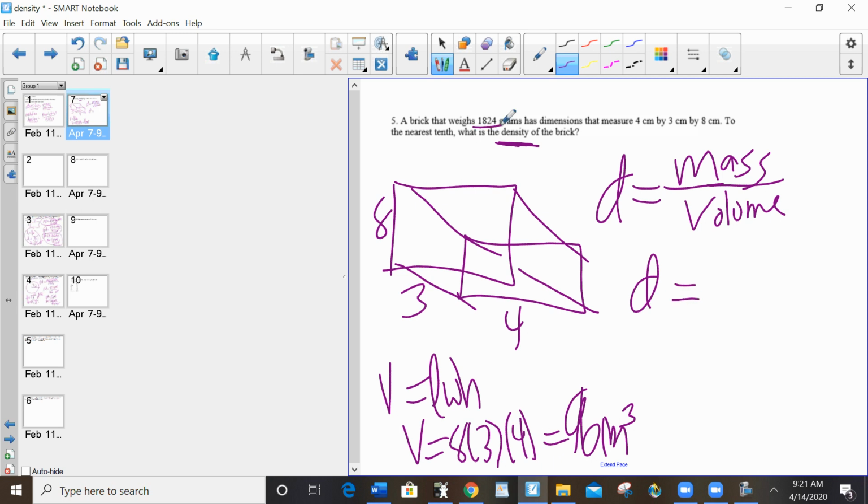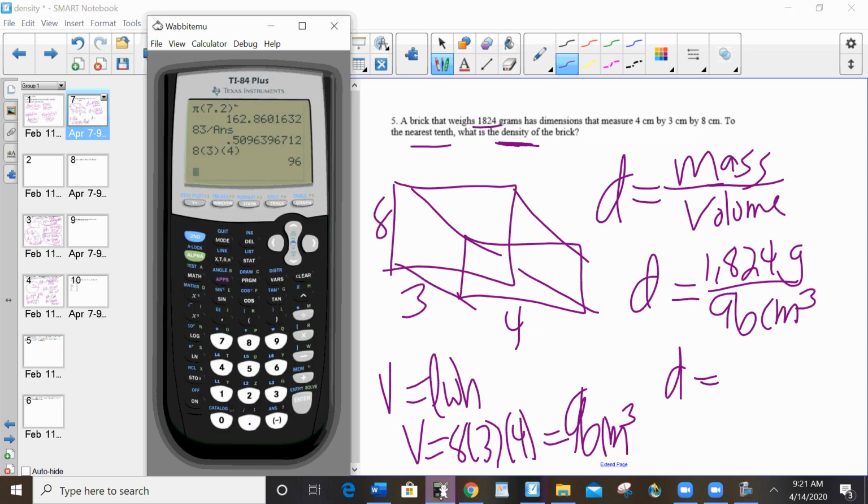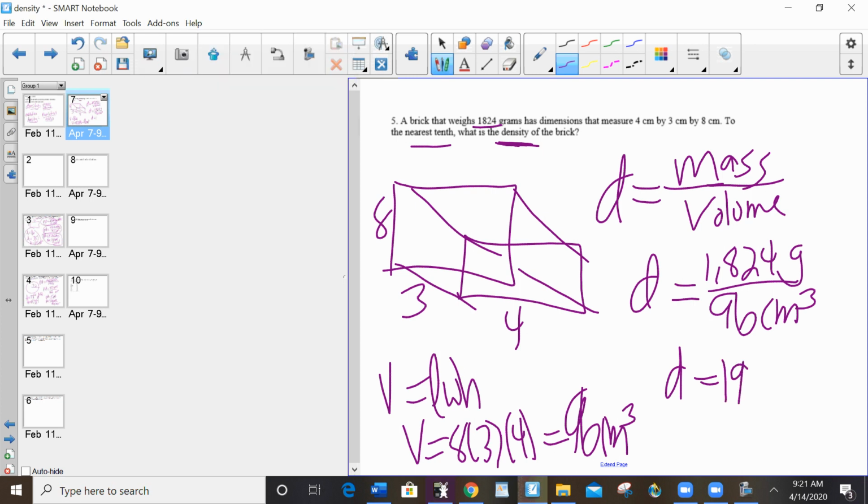So density is mass over volume. The mass is 1,824 grams over the volume. So to the nearest tenth, I'm going to divide them. 1824 divided by 96 is 19, to the nearest tenth, 19.0 grams per cubic centimeter. So now we're talking 3-dimensionally. In 1 cubic centimeter, we have 19 grams.